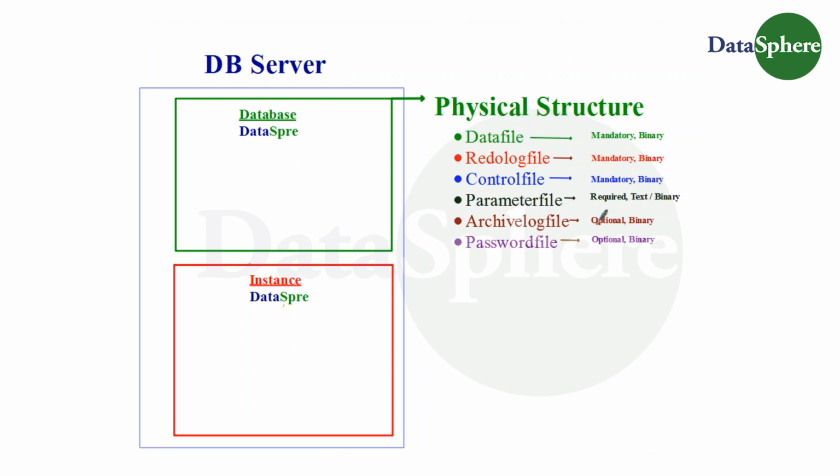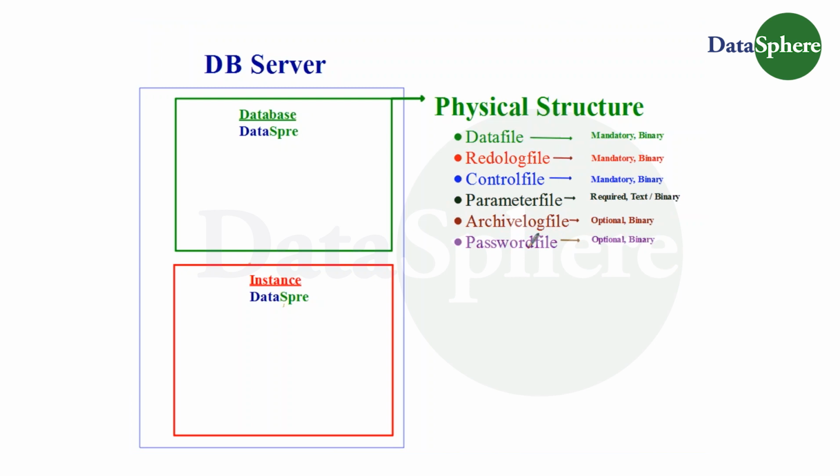The archive log file is not mandatory for the database. It's nothing but an offline copy of the redo log file. Optional, but again binary. Whatever content is present in the redo log file will be copied to the archive log file. That's why it is called the archive log file, an offline copy of the redo log file.